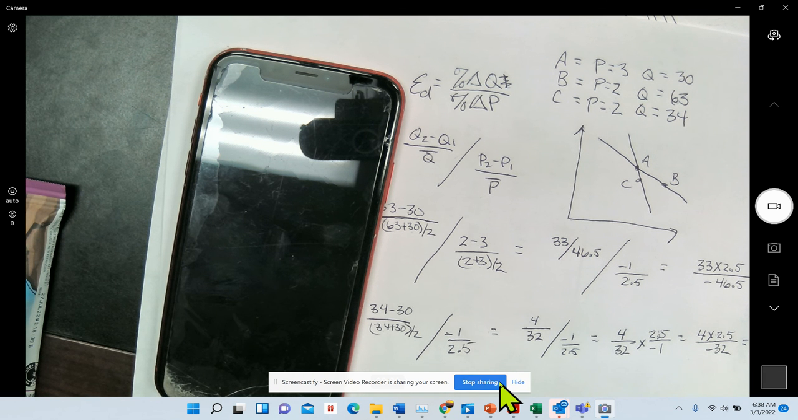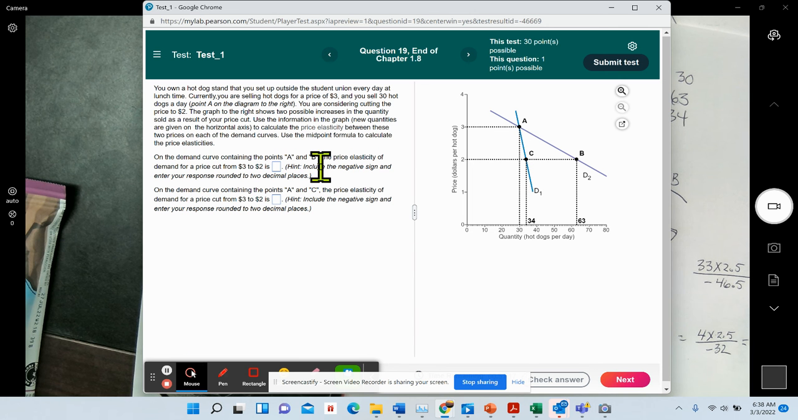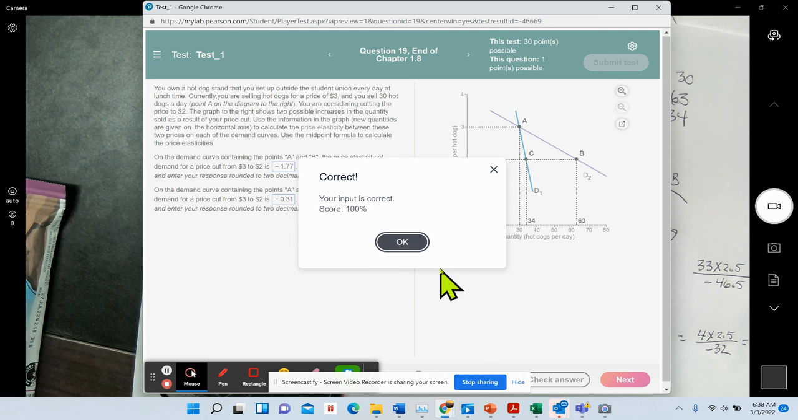So now let's go back and put this in. From A to B, it says round to 2 decimals, so this is negative 1.77. The 4 doesn't round up. And from points A to C, we have negative 0.31. My answer. Great.